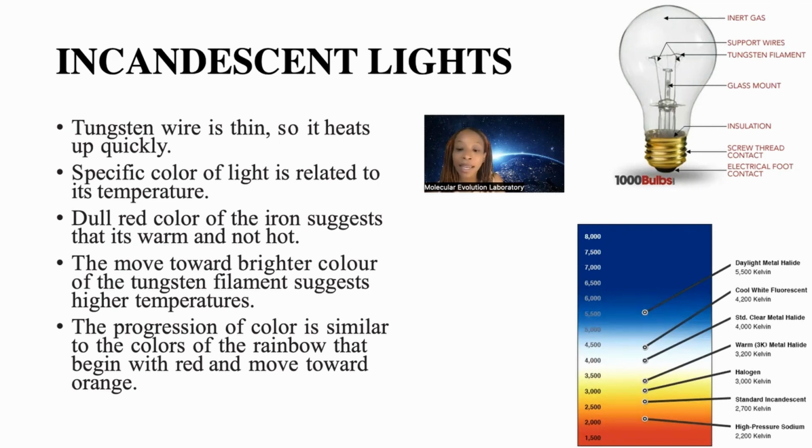So basically, when it is warm, it is red, and as it moves to higher temperatures, so around here is like 3000 degrees Kelvin, you see where the color changes as a result of an increase in temperature. So the progression of the color is similar to the colors of the rainbow.